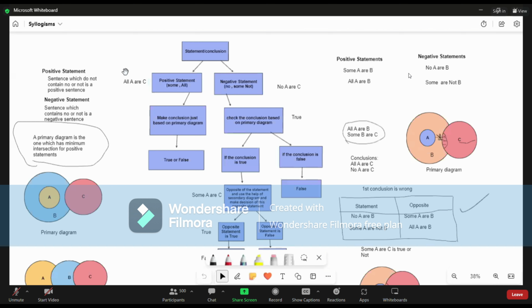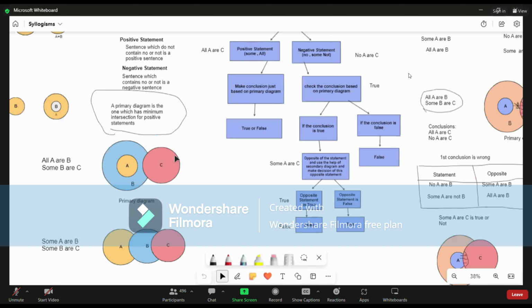You can even find only few A are B. All these are positive statements. And negative statements are the ones where you'll find the things called no and some are not. No and some are not. So in this case, for the positive statement, you have to just make the conclusion based on the primary diagram.